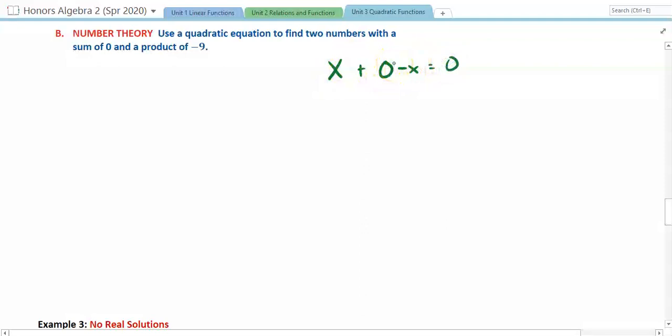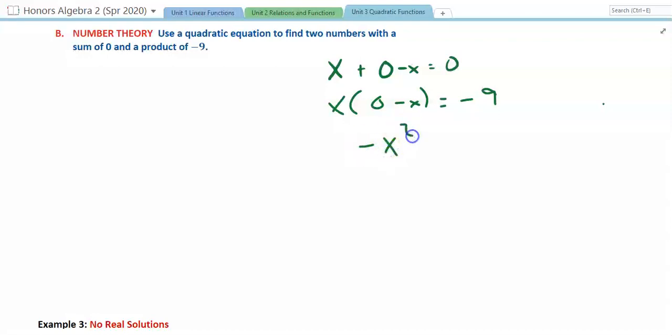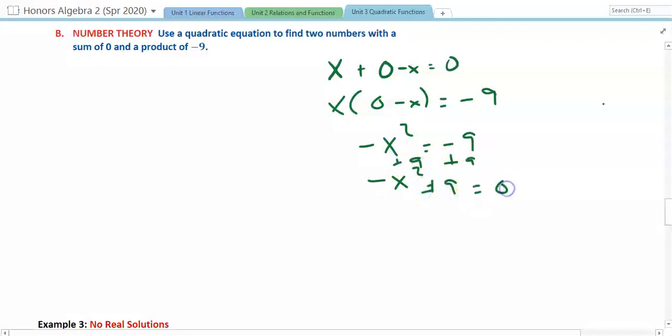And so the product of -9, so I'm going to take the first number, x, and we're going to get x times 0 minus x, so the product of those two is equal to -9. And so when we multiply this out, remember 0 minus x would just be -x. So we're going to get negative x squared is equal to -9, because x times 0 is just 0, and x times -x is -x squared. And so adding this across, so I get it set equal to 0, I'm going to add the 9 across, right? Plus 9 and plus 9. So we add the 9 across, and we get equal to 0.